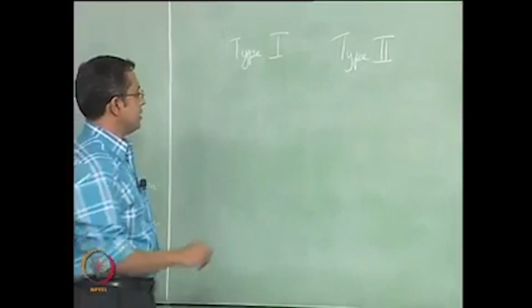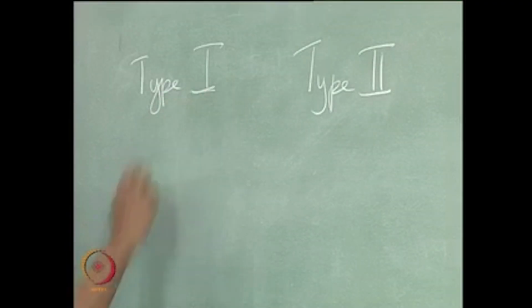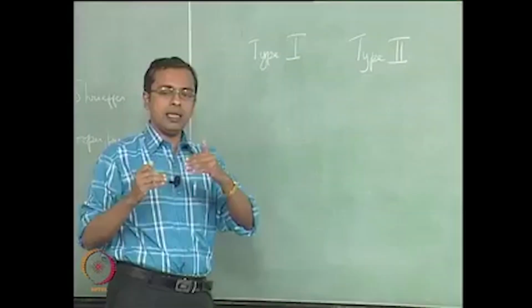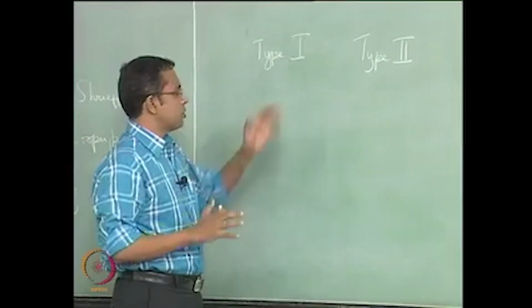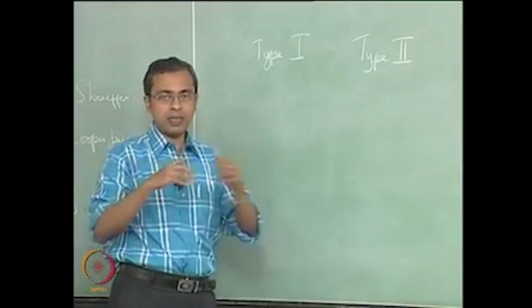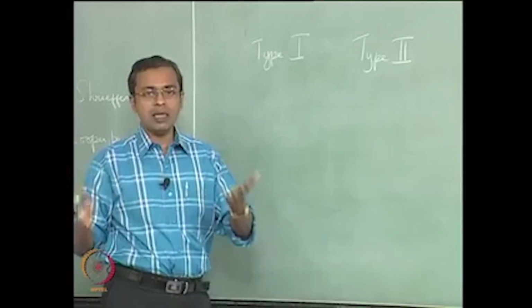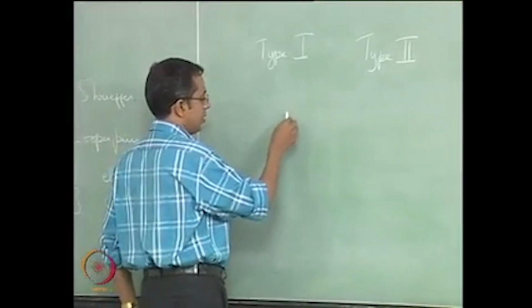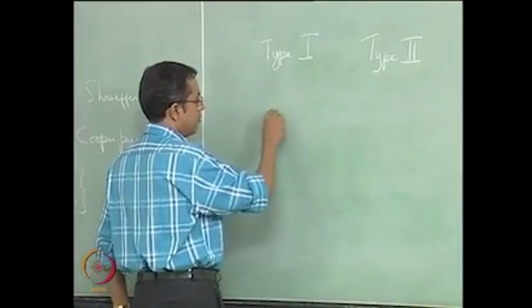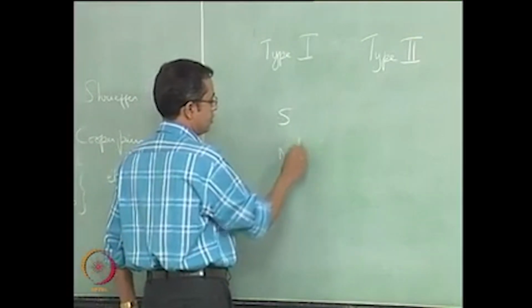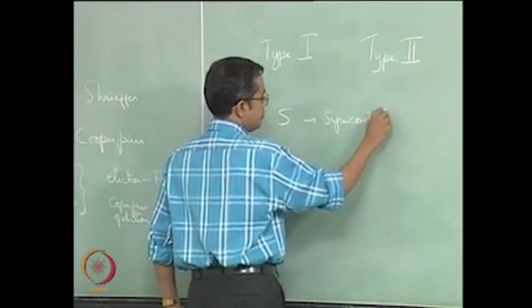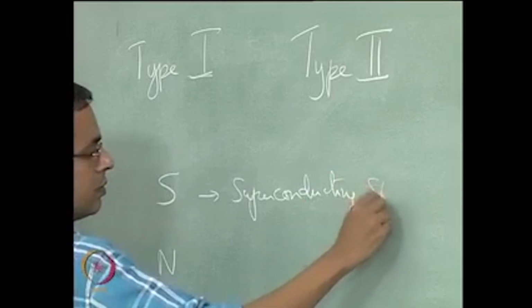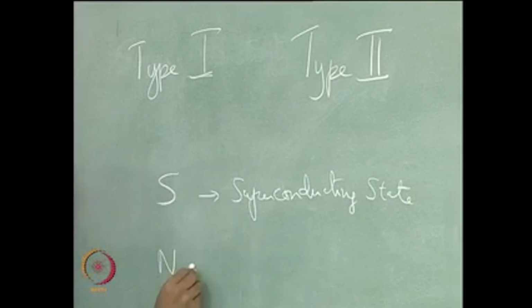The difference is simply this. In a type 1 superconductor, what we just described is how the system behaves, that is, you raise the magnetic field that the superconductor is experiencing. When you cross some threshold the superconducting state suddenly fails. Okay. In fact we use the terminology S state and N state. So this is the superconducting state, and the N state is the normal state.